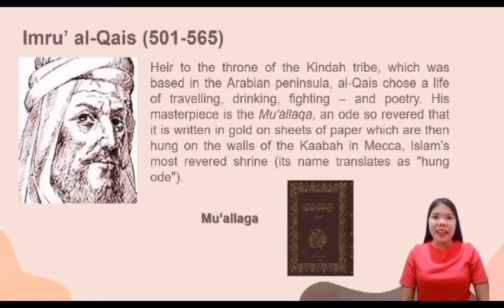Imru al-Qais is the heir of the throne of the Kinda tribe, which was based in the Arabian Peninsula. Al-Qais chose a life of traveling, drinking, fighting, and poetry. His masterpiece is the Al-Mu'allaqa, an ode so revered that it is written in gold on sheets of paper which are then hung on the walls of the Kaaba in Mecca, Islam's most revered shrine. It is translated as Hanging Ode. Al-Qais is considered by many to be superior because of his astonishing metaphors and beautiful verses which echo his desire to be a worthy lover, wise man, warrior, and a master.